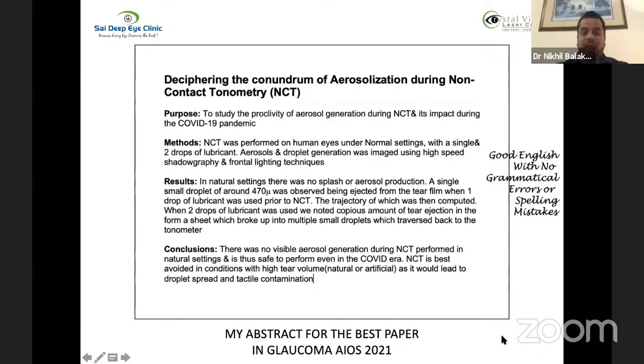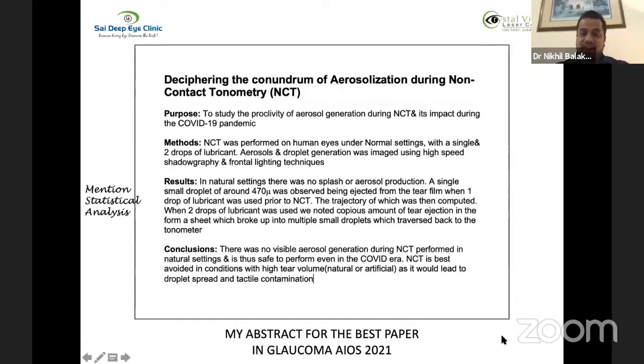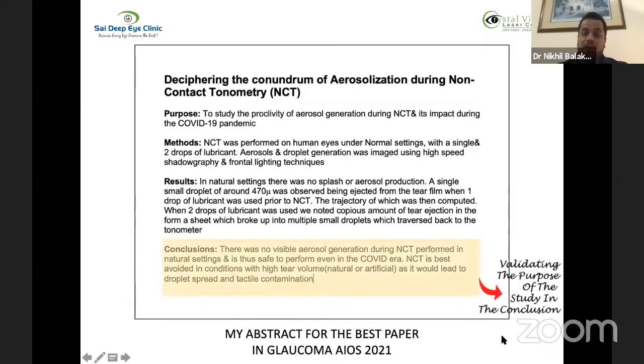The most important thing is to write the abstract in good English. Make sure you've not made any grammatical errors or spelling mistakes in it, which puts off the reader and immediately causes him to disqualify your abstract. In the results, it's very important to mention all the statistical analysis and the actual numbers, the most important ones, as it's already been discussed here that usually there's a word constraint or a character constraint in your abstracts. So the most important results should be mentioned in your result column with the actual numbers and the statistical analysis in that too. Conclusion, again, has to validate the purpose of the study.